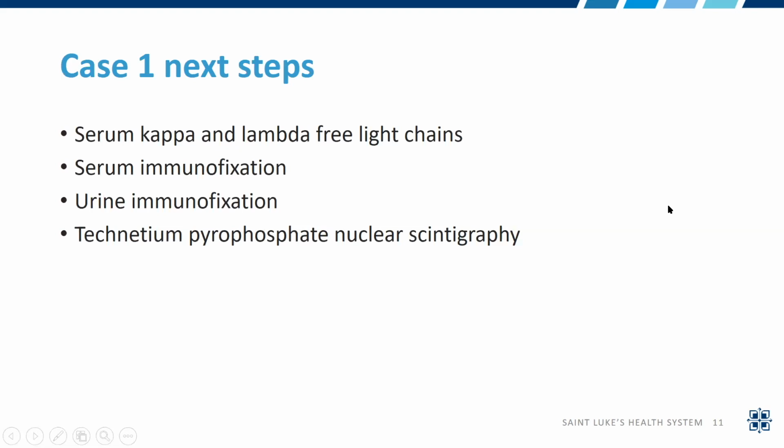So for this case, we do want to do technetium pyrophosphate nuclear scintigraphy, but we also want to make sure that we're ruling out AL amyloidosis with serum kappa and lambda free light chains and serum and urine immunofixations.